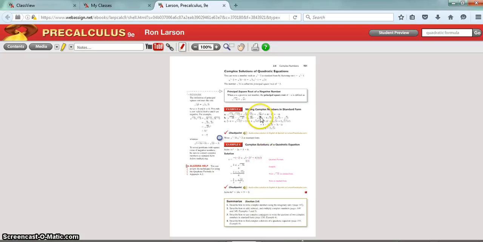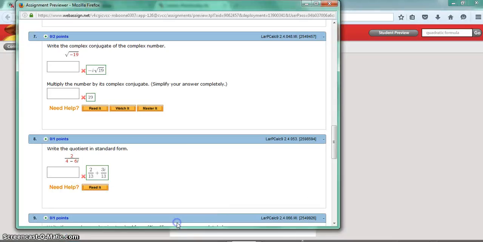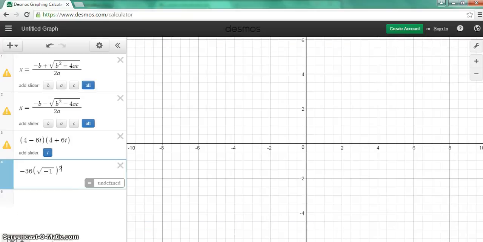Might not be in here, but if i is root negative 1 and then you square it, you would just get the thing inside, so that would be negative 1. So for a problem like this, that's why on the bottom we'd have a 16, and then I guess it would be a plus 36 eventually. Let's look at Desmos again. Because if I have positive 16 and a negative 36i squared, which would make it positive 36, it would give me 16 and 36 is 52.